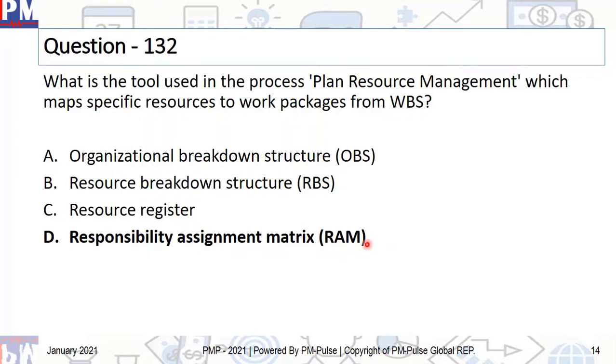By the way, if in the question instead of RAM they had written RACI, that would have also been the answer, because remember, RAM is equal to RACI. Perfect. All right. What if the question said, which is the tool which actually links functions and organizations to specific packages of the WBS? Then the answer would have been organizational breakdown structure, right? That is just to answer the question that you might have had, okay, then in what case do we use OBS? There you go.